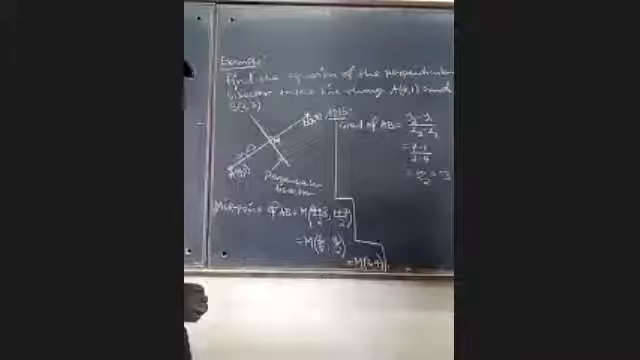Yes, teacher. Now, how do I get M2, which is the gradient of the perpendicular? M1 times M2 is equal to -1. That is very good, people.